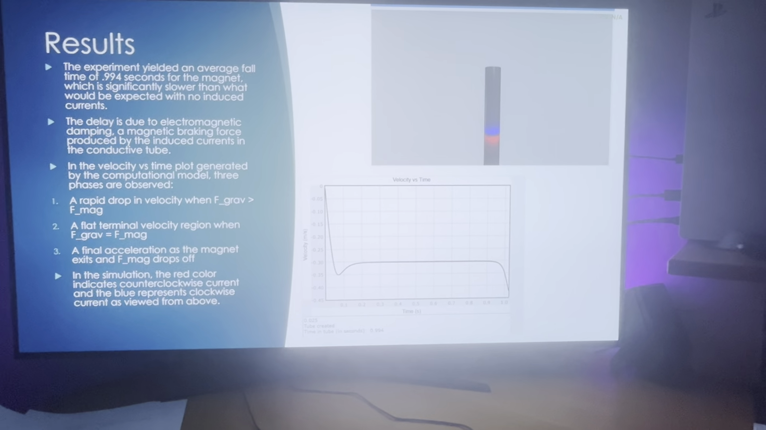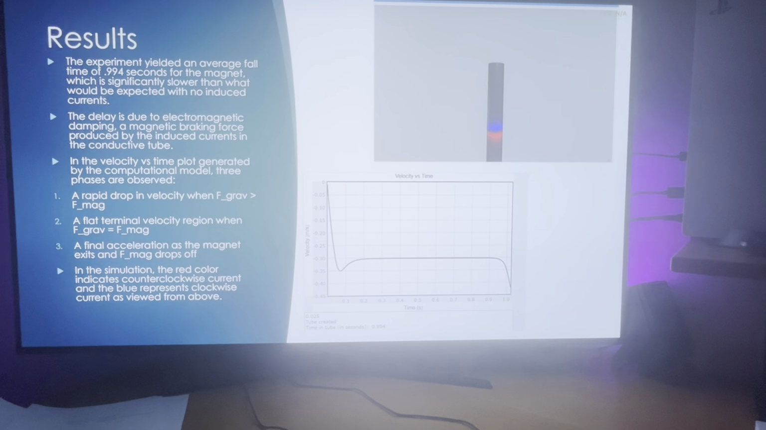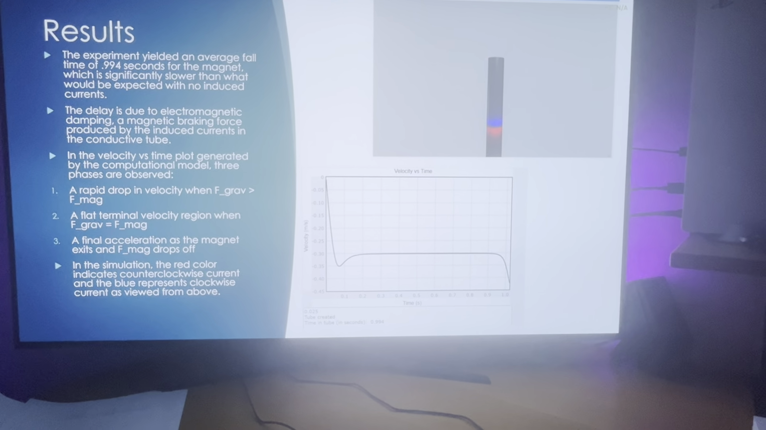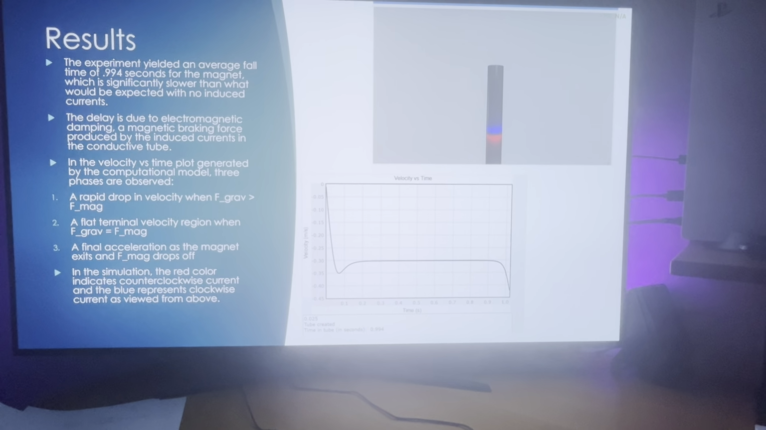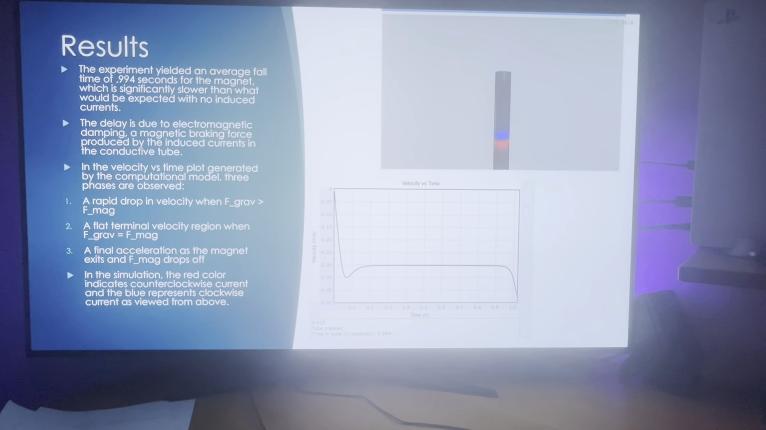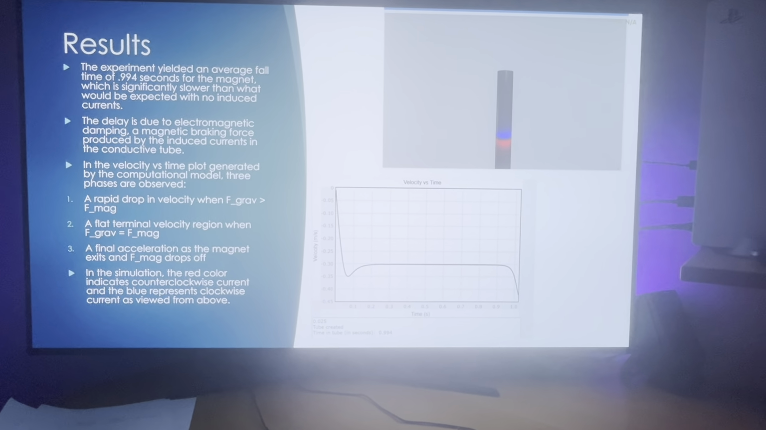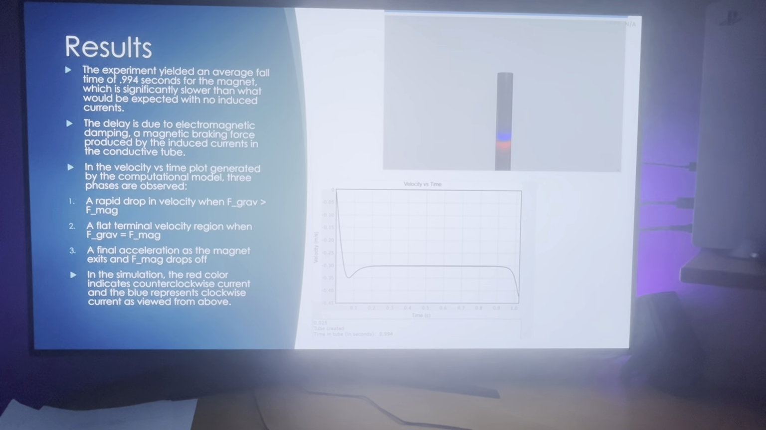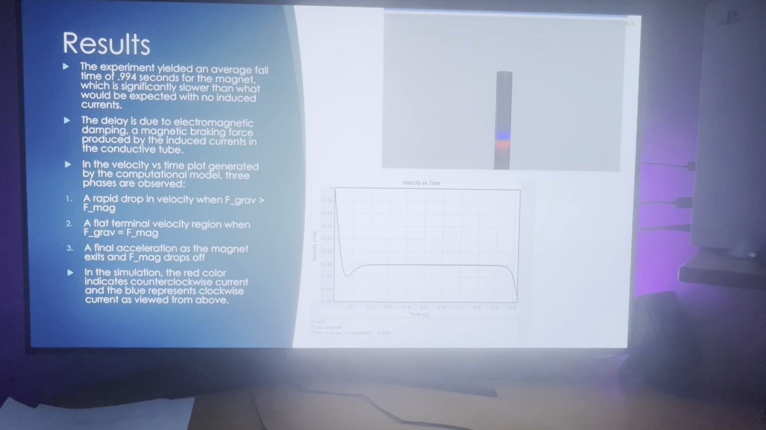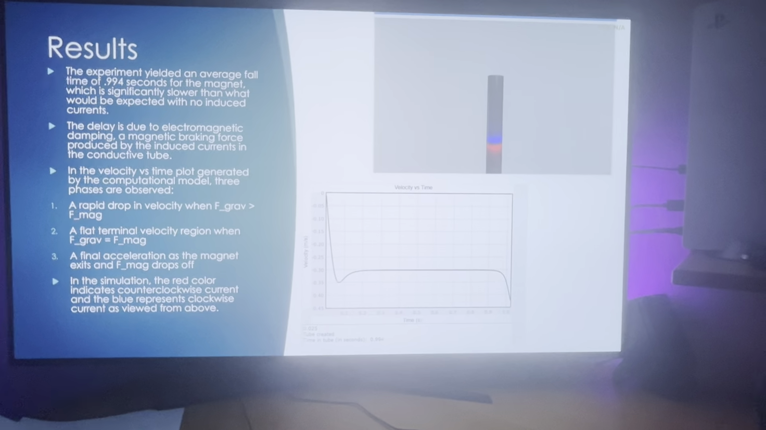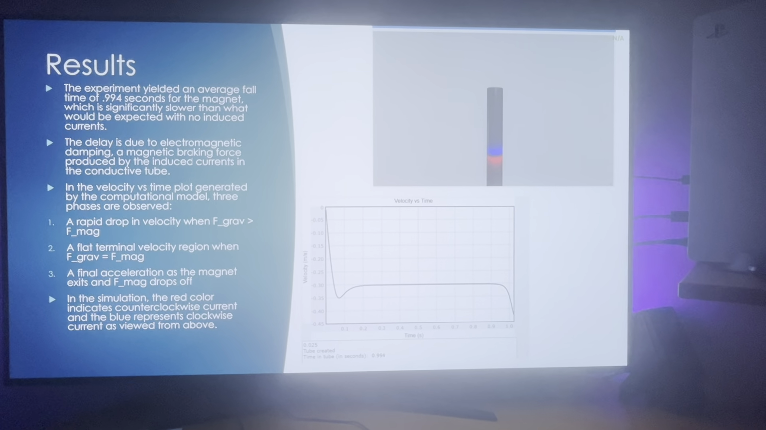So, for the results, the experiment yielded an average fall time of 0.994 seconds for the magnet, which is significantly slower than what would be expected with no induced currents, which would be about 0.3 seconds. The delay is due to electromagnetic damping, a magnetic braking force produced by the induced currents in the conductive tube.